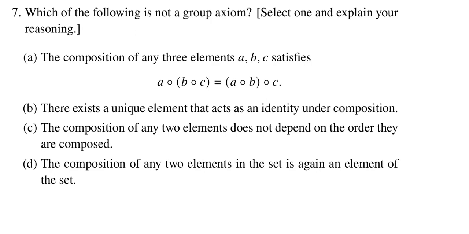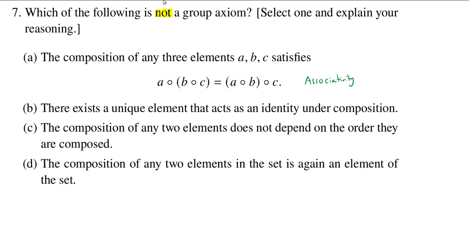Let's see, this first one: the composition of any three elements, A, B, and C, satisfies A composed with B composed with C is the same as the composition of A and B with C. And this is one of the group axioms. This is the associativity axiom. So this is definitely not the correct answer to the question, because you have to notice it's saying which is not a group axiom. So this one is a group axiom.